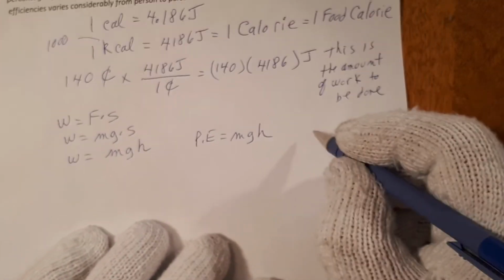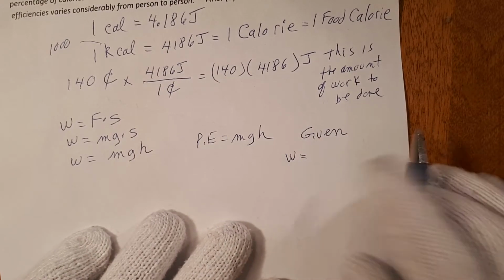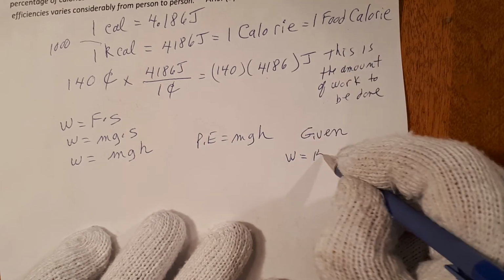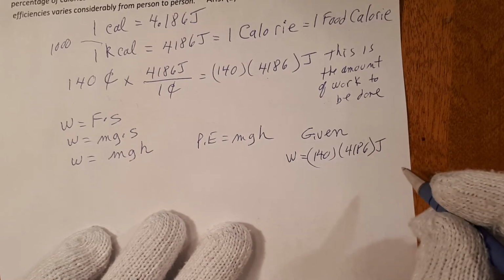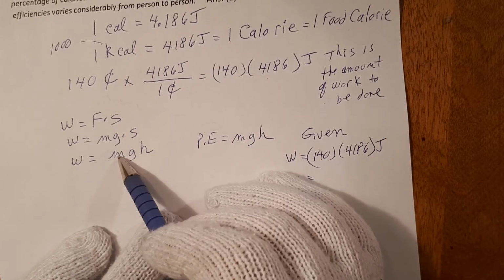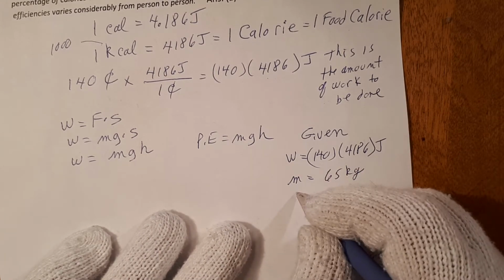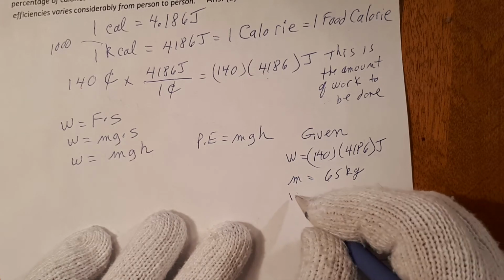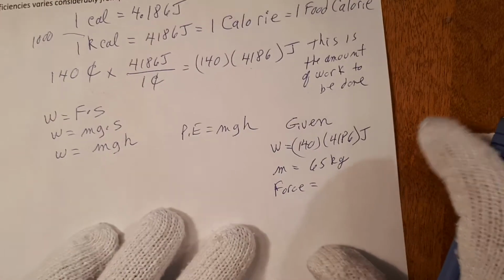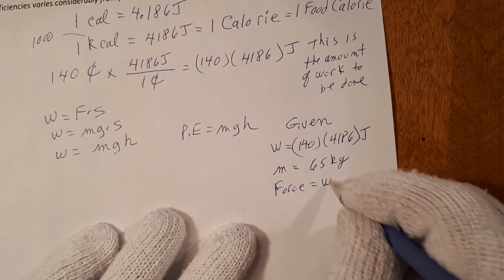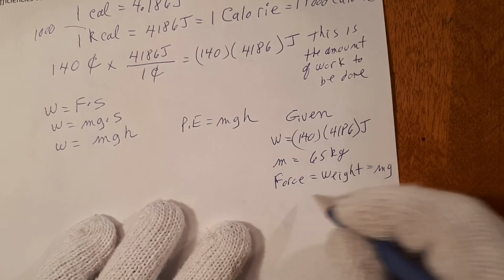Writing down a list of what is given in the word problem. The work that needs to be done is that value in terms of joules. The mass of the individual, because we need mass, is given to us as 65 kilograms. The force that needs to be applied by the legs is equal to his weight. And I talked about this earlier, and that's equal to mg, and we want to find the height.